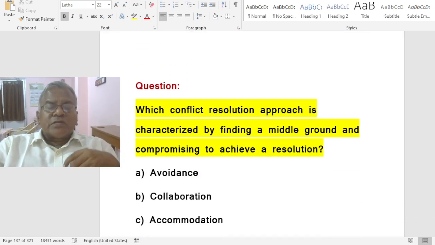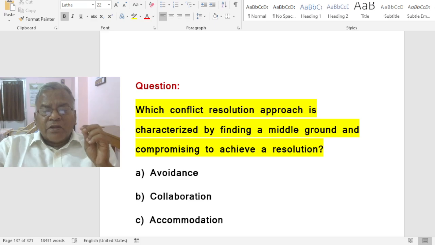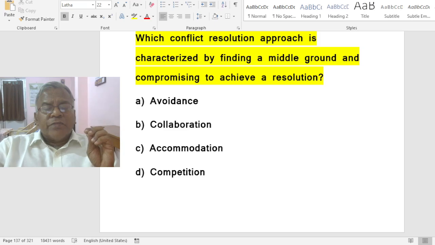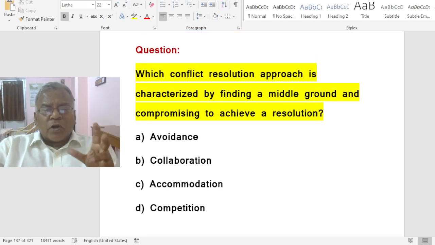Which conflict resolution approach is characterized by finding a middle ground and compromising to achieve a resolution? A. Avoidance. B. Collaboration. C. Accommodation. D. Competition.